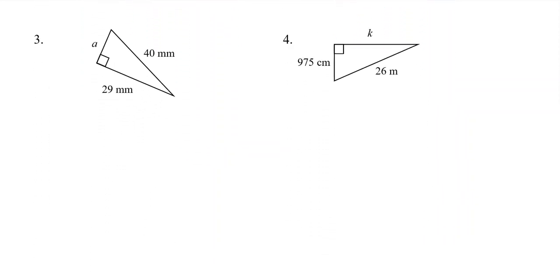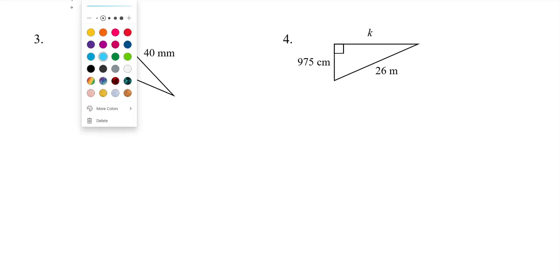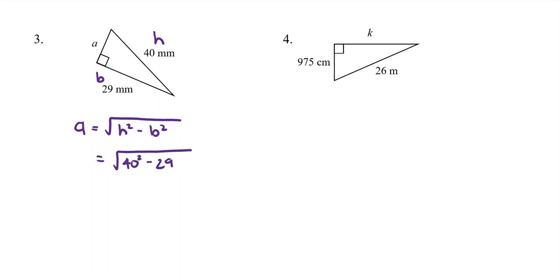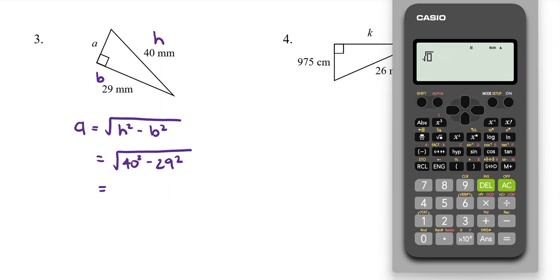All right, next one. Finding a shorter side. So we have our formula, which is a equals big square root h squared minus b squared. Which number is the h? 40. Yes. Which means that the 29 must be the b. Let's sub that in. Big square root 40 squared minus 29 squared. Does this one give us a decimal? Yes. All right, good. We get to practice our decimals.